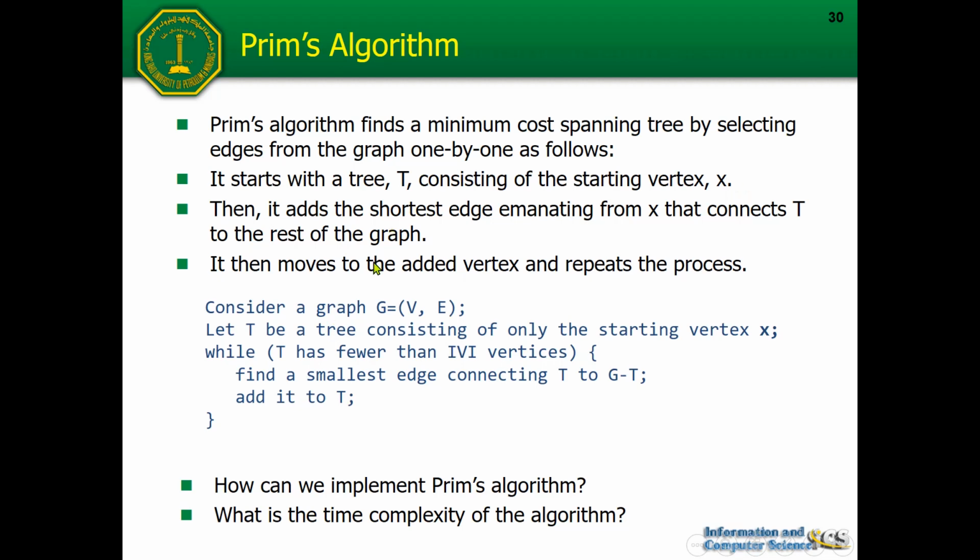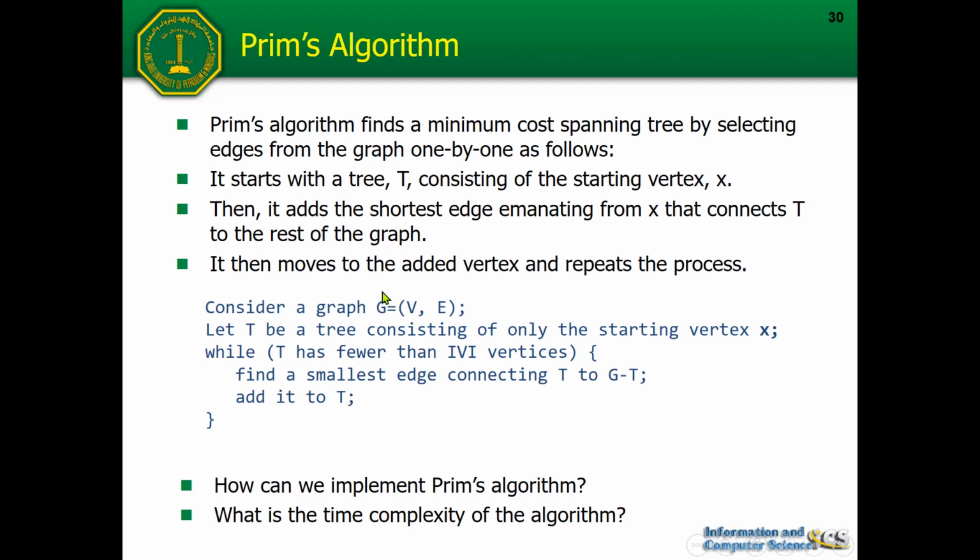Then after that we will choose the shortest edge emanating from X. The shortest edge means the edge that has the minimum weight that connects T to the rest of the graph. Then we move to the added vertex, then repeat the process. Okay, so this is the algorithm.